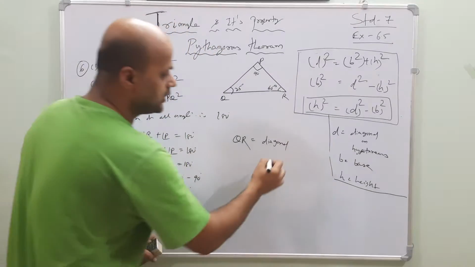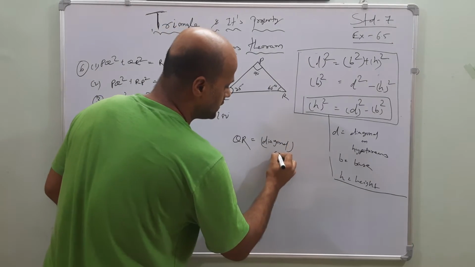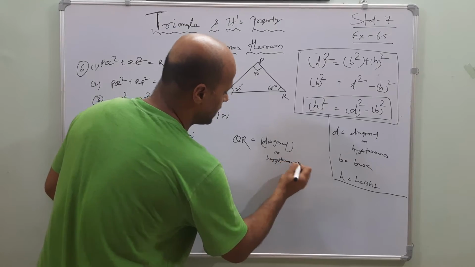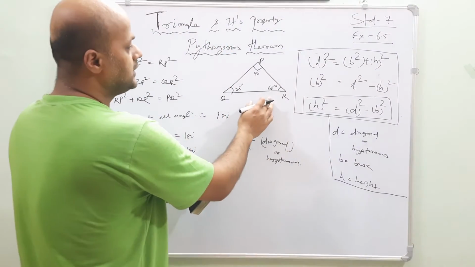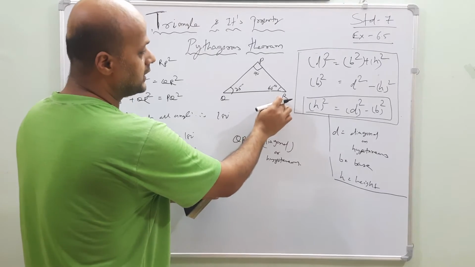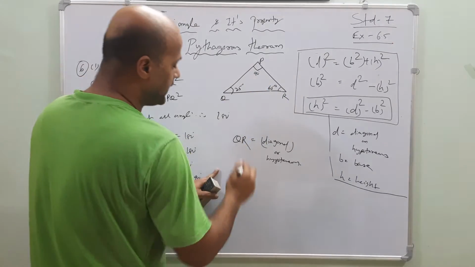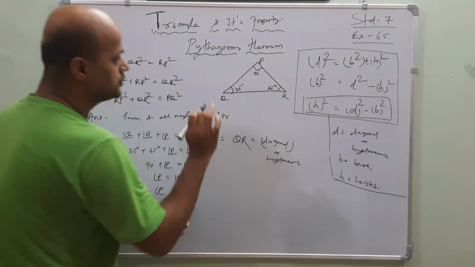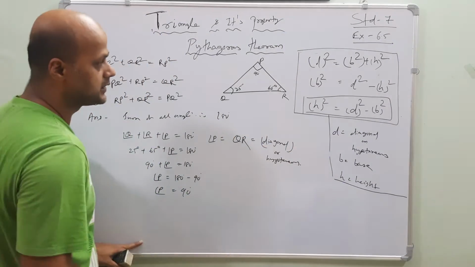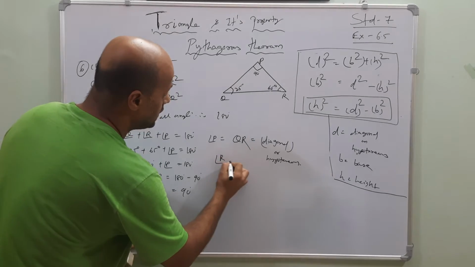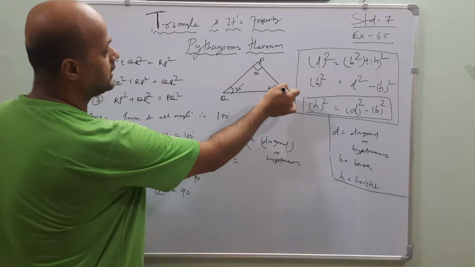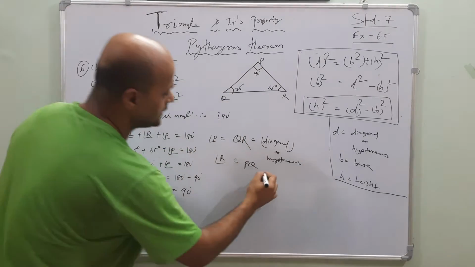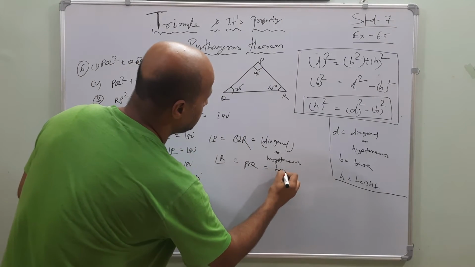Yes or no? Diagonal or hypotenuse. Understood, my dear friends? And angle R opposite is which one? PR. Or you can say that angle P opposite is equal to QR side, it is equal to diagonal. Angle R opposite is equal to which one? Angle R opposite is equal to PQ. It behaves as height.